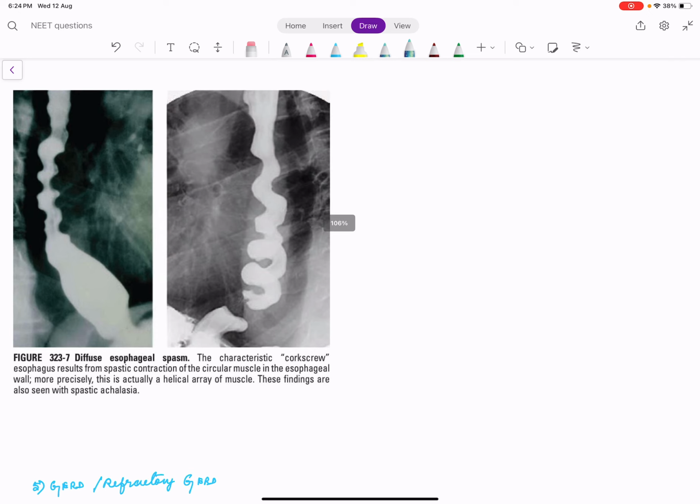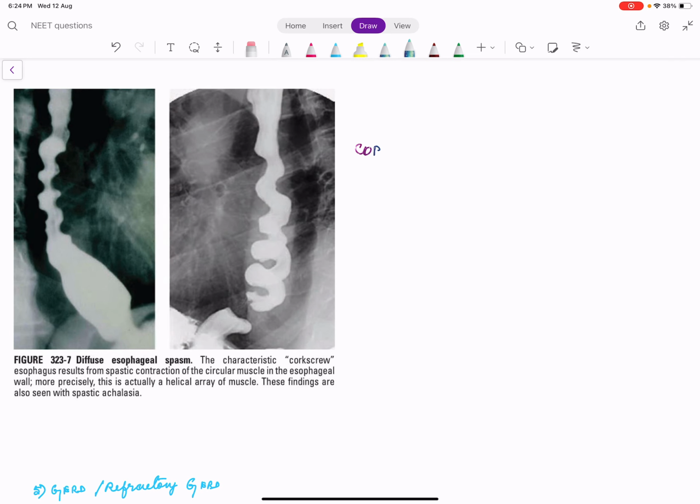This is just another picture to show the corkscrew pattern. Corkscrew pattern of the esophagus in barium swallow is typical of diffuse esophageal spasm. So there are actually 3 esophageal dysmotility disorders. One is the famous achalasia cardia, which we just now discussed. Next we have nutcracker esophagus.